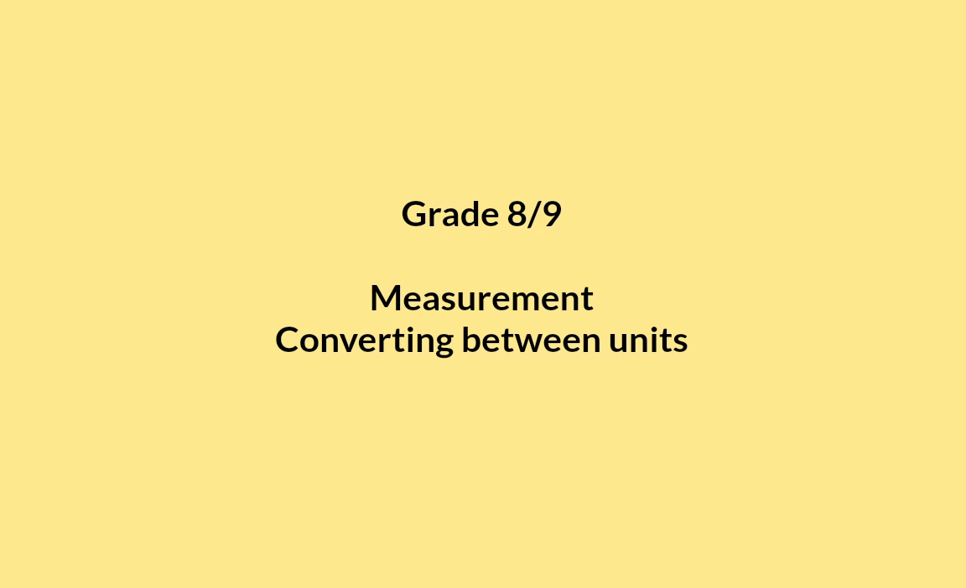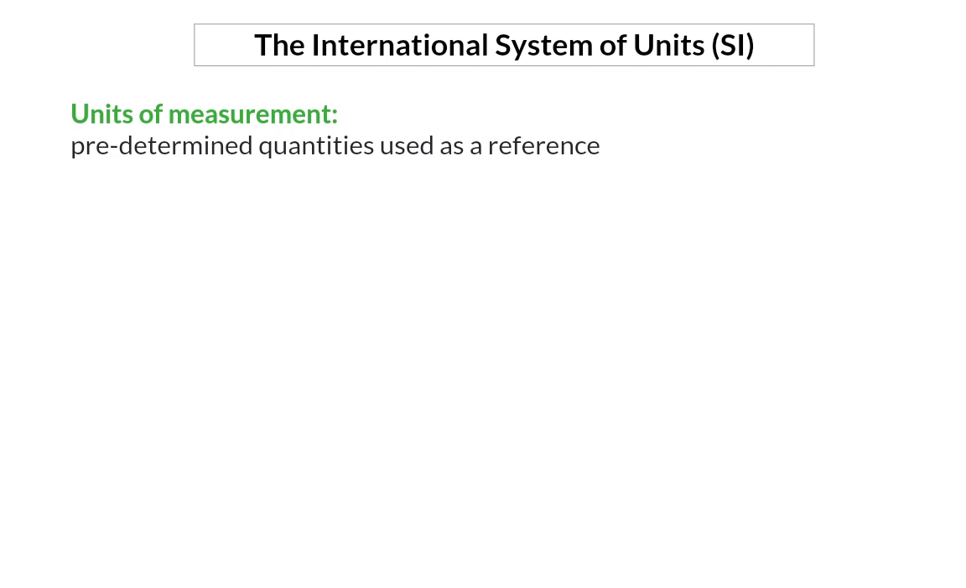In this video, we're going to have a look at how to convert between units. Units of measurement are predetermined quantities used as a reference when you measure. And to ensure that everyone measures in the same way and understand what those measurements mean, we use the International System of Units. This system is also referred to as the metric system.